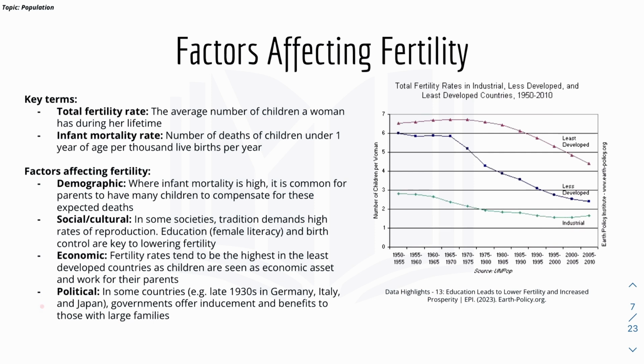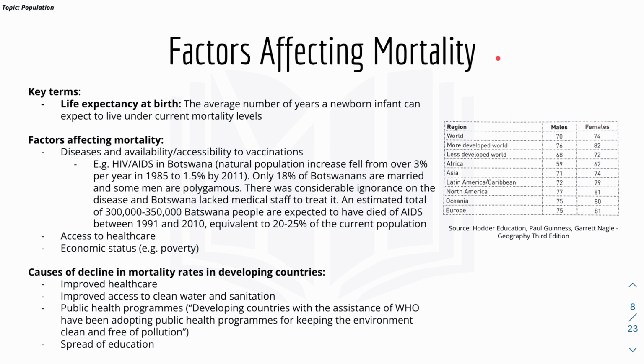Number 4, we have political. And in some countries, for example, in the late 1930s in Germany, governments offered inducements and benefits to those with larger families. And here are the factors affecting mortality. So we have the key term of life expectancy at birth. And here are some factors that affect mortality. So we have diseases and availability or accessibility to vaccinations.